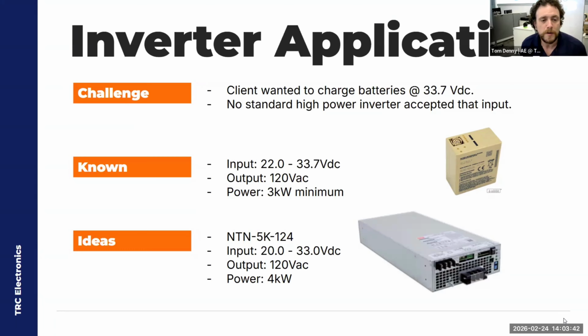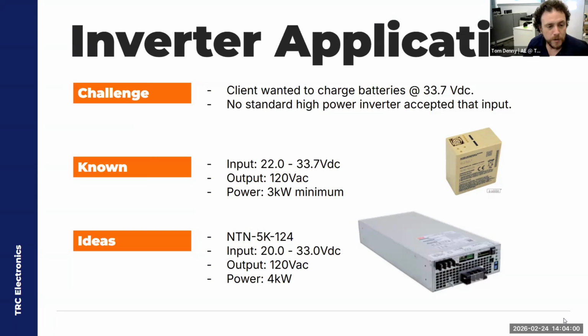So a couple things that we knew about the project. We knew that they wanted to be able to run their equipment when the battery was between 22 and 33.7 volts DC. They needed to output 120 volts AC from the inverter. You needed a minimum of 3 kilowatts.